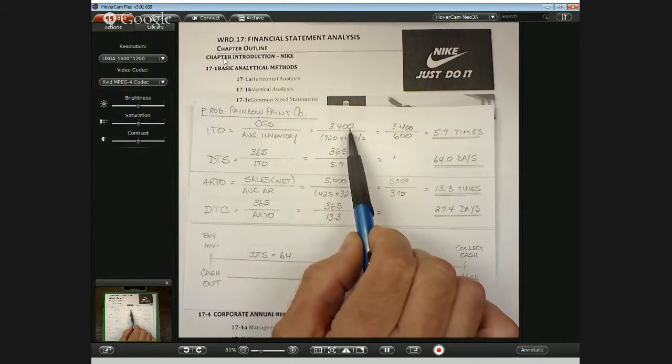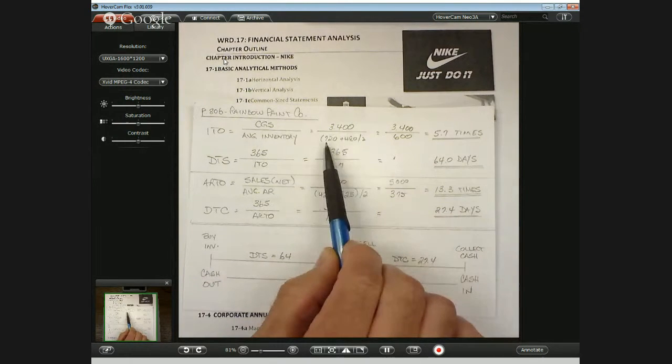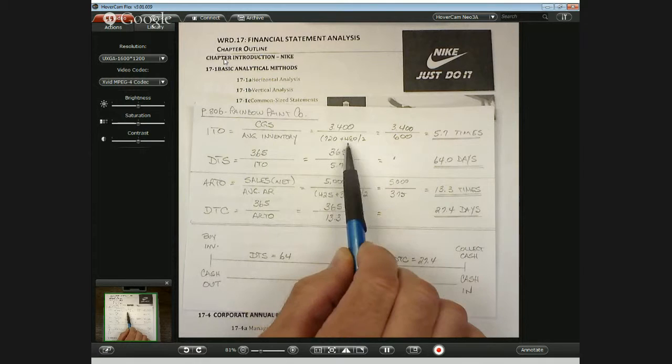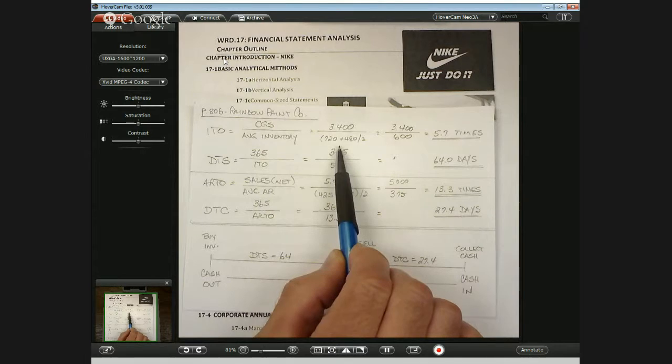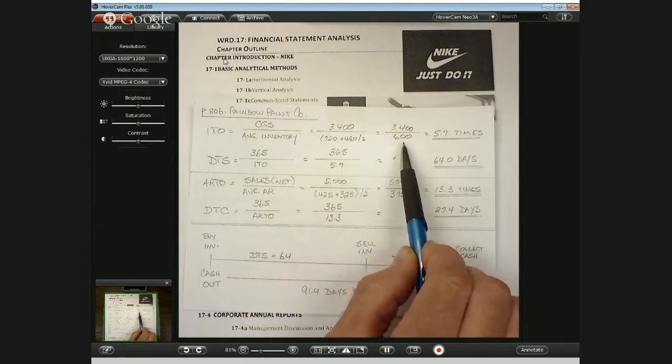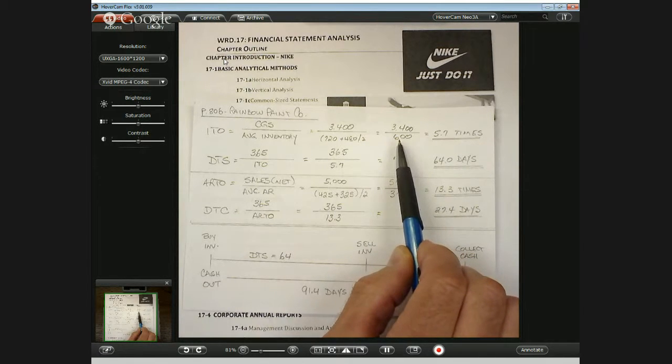If you look at the financial statements on page 806, the cost of goods sold from the income statement for 2014 is $3.4 million. I am omitting the millions. And the inventory from the balance sheet is $720,000 for 2014 and $480,000 for 2013. Divide that sum by 2, and you have average inventory of $600,000. So on average, $600,000 of inventory was outstanding.